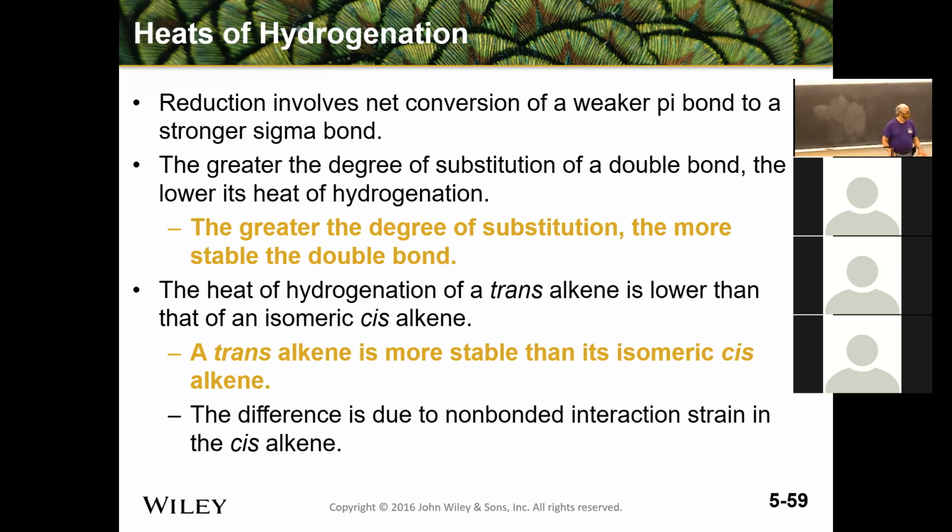So reduction involves net conversion of a weaker pi bond to a stronger sigma bond. The greater the degree of substitution of a double bond, the lower its heat of hydrogenation. The greater the degree of substitution, the more stable the double bond is. The heat of hydrogenation of a trans alkene is lower than that of a cis alkene, so therefore the trans is more stable. And the difference between cis and trans is due to non-bonded interaction strain in the cis alkene.